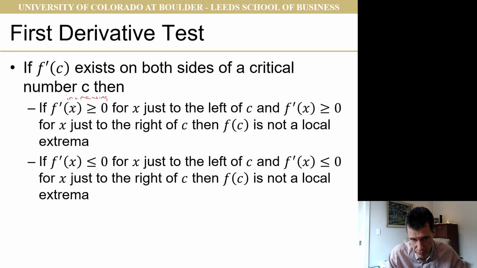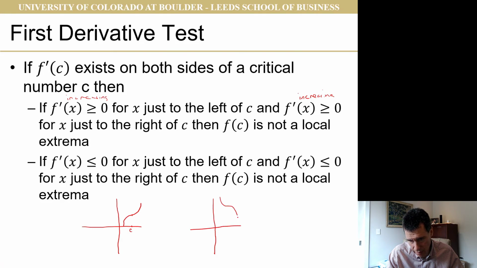Right? The function is increasing, not the derivative, but the function is increasing and increasing again. So if we look at that one, I'll draw a picture. The function is increasing and then increasing again. So here is C. Equally, we can have the same thing where the function is decreasing and decreasing again, right? So it's decreasing to the left and decreasing to the right. This C is not a local extrema because it's decreasing and then decreasing again. It's increasing and then increasing again. It's not a local extrema.